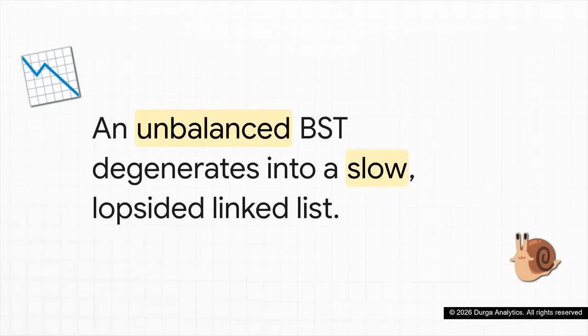Instead of taking 20 steps to search 1,000,000 items, it could literally take 1,000,000 steps. This is hands down the single most important caveat to remember when you are designing systems with BSTs. That O of log n guarantee only exists if the tree remains nicely balanced.